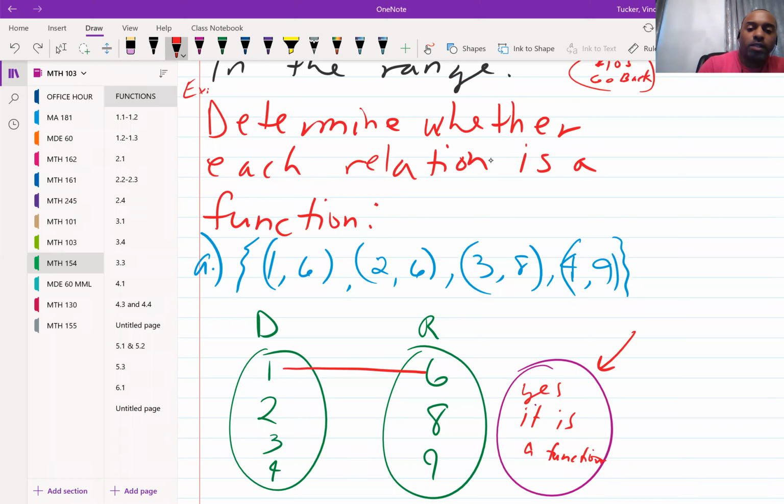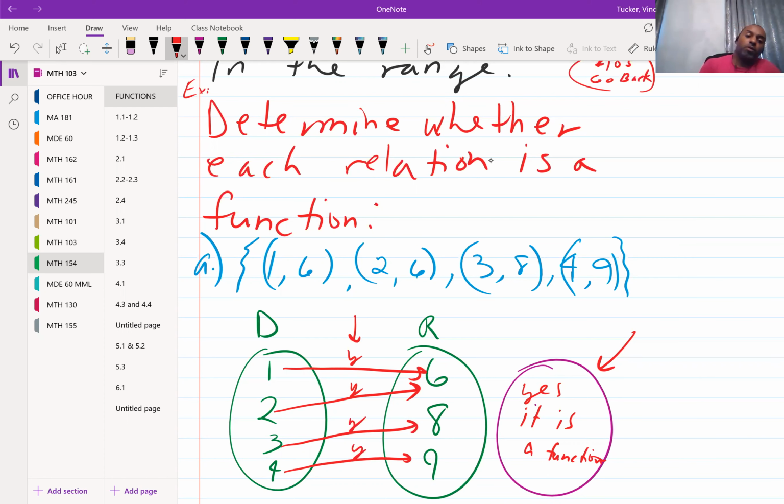So 1 goes to 6. Does it go to just 6? The answer is yes. 2 goes to 6. Now remember, it's all about your elements in your domain going to exactly one element in the range. So does 2 go to exactly one element? The answer is yes. Even though it's going to the same element that 1 is going to, that has nothing to do with the fact that 2 doesn't go to 6 and 8. It just goes to 6. So the answer is yes. 3 goes to 8, so that goes to just one element, and 4 goes to just one element. If you can answer yes to all of these, then yes, it is a function.